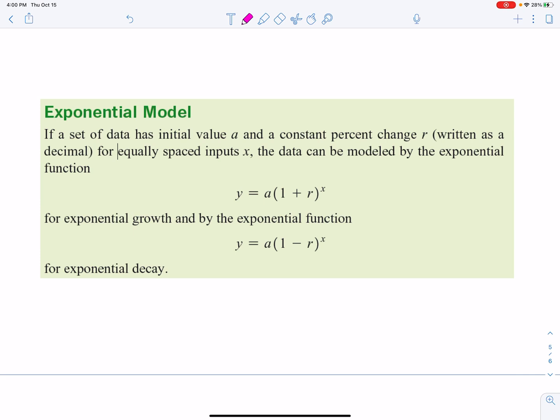If a set of data has an initial value A and a constant percent change R, written as a decimal, so R is your rate in decimal form, make sure you know that, and A is your initial value, then for equally spaced inputs X, the data can be modeled by the exponential function, this one right here. This is a function to know. This is for growth: we add the percentage each time. Of course, if we're losing money or there's decay of some sort, then we're subtracting that rate.